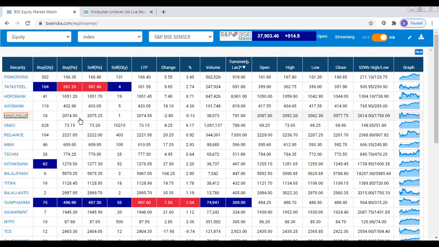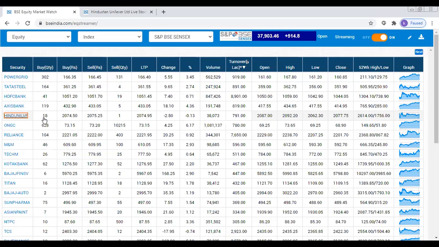Now just quickly look at this. Buyers have increased all of a sudden. There are no sellers. That means all of a sudden there is going to be a demand for this particular share. Once we get the net connection restored, you will see that the price has changed immediately because more buyers have come in here and fewer sellers are available.